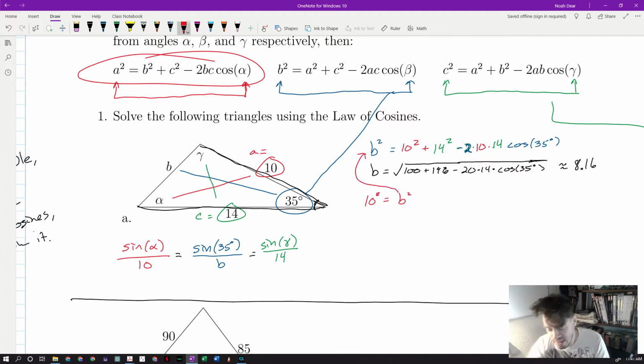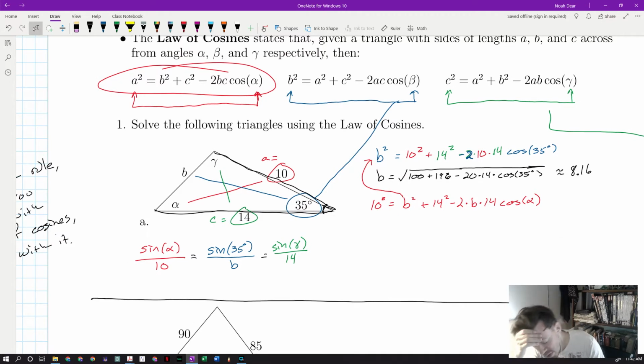So if we're being really precise in our calculator, we can just put all of that in parentheses and hold on to it as we go here. That way we're not going to get any rounding errors. So 10 squared equals b squared plus c squared, that's 14 squared, minus 2 times b times c, 2 times b times 14 for c, times the cosine of alpha.